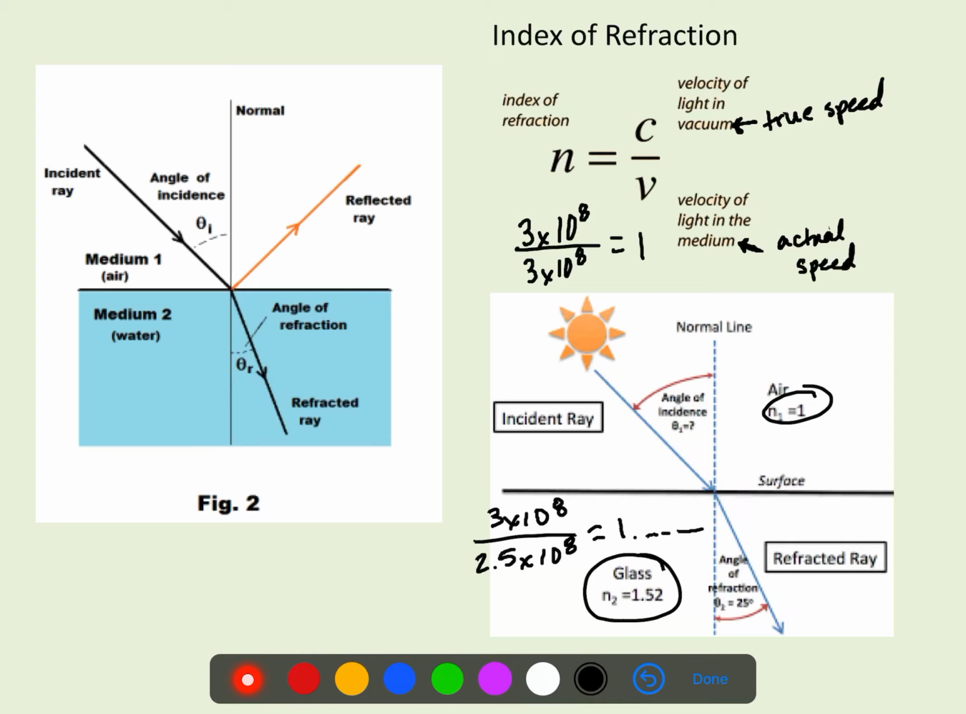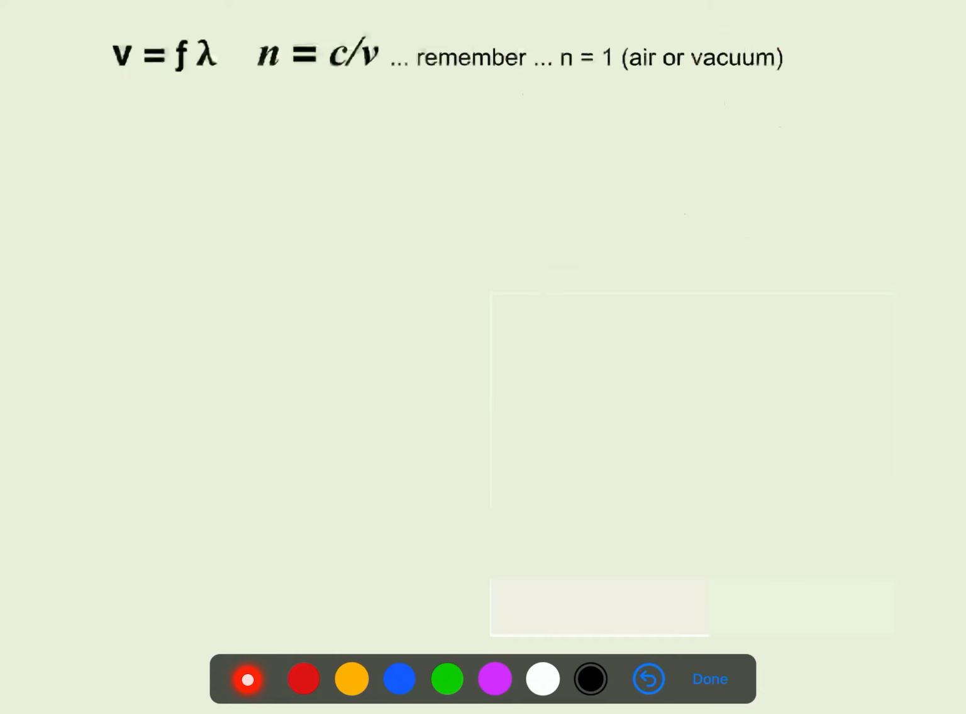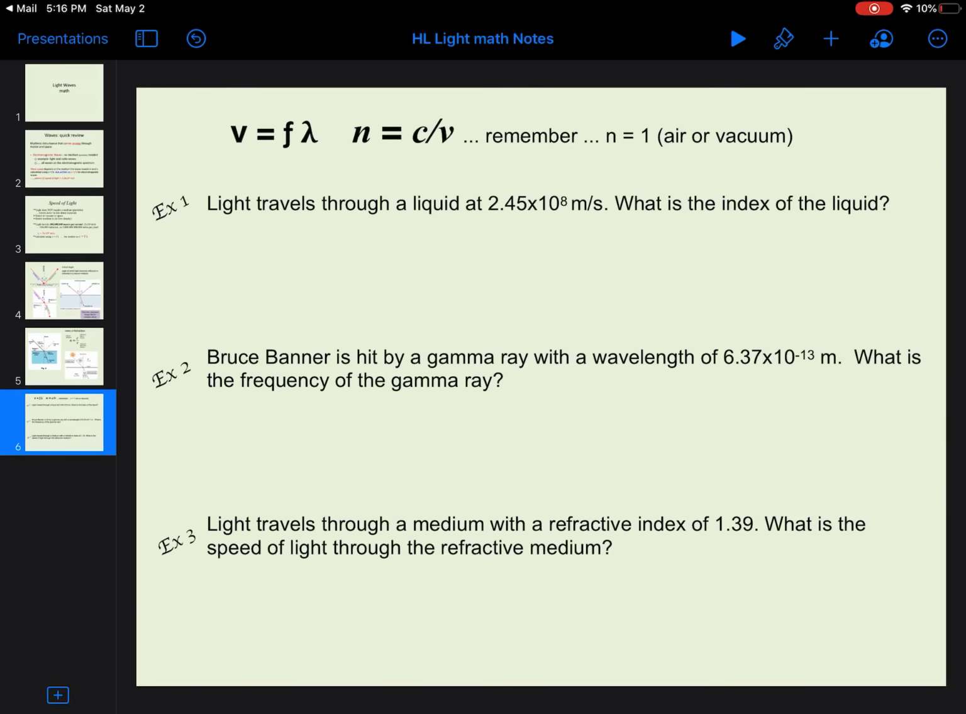It's not a perfect 1-to-1 ratio. And so that's the gist behind how the N values are helpful. All right, so all I want to do now is just work a few practice problems with you. Okay, so let's look at example number 1.